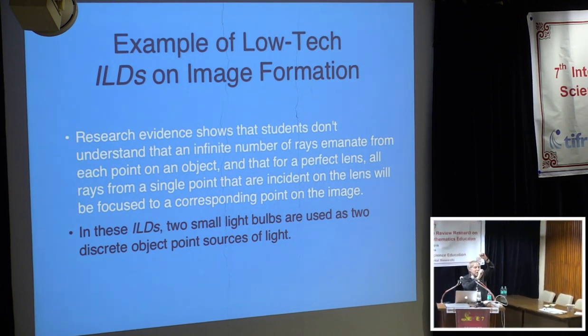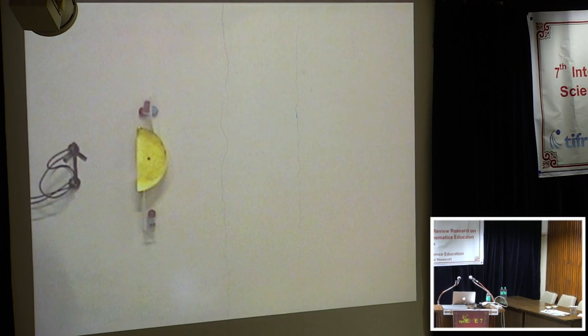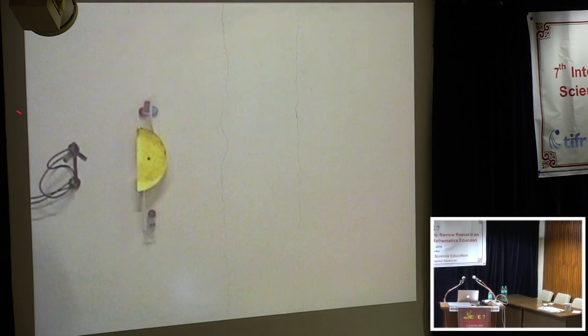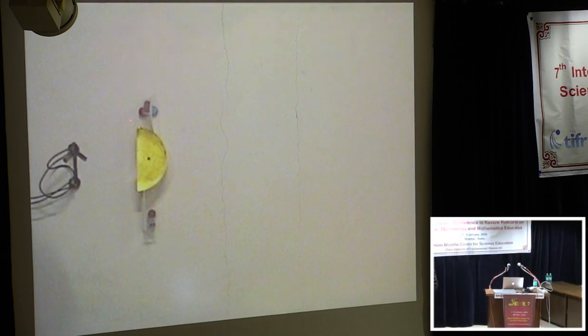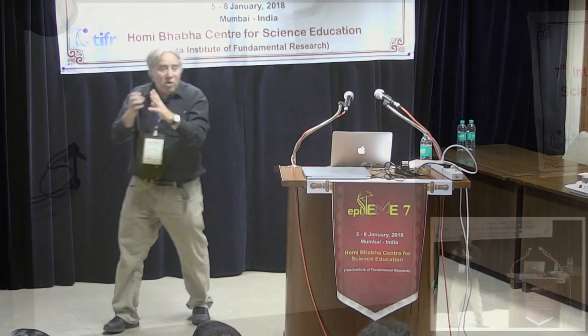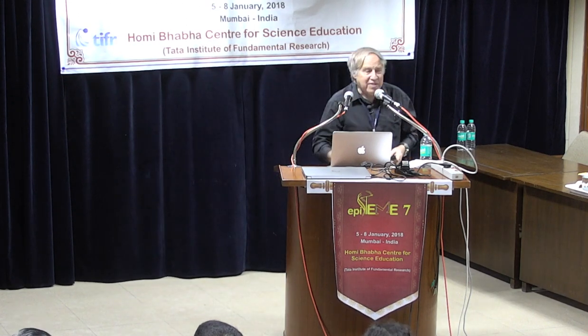We use two small light bulbs. Let me show you what it looks like. There's the famous image, a physicist's image is always an arrow, because it has direction. And there's a light bulb there and a light bulb there. And then this is a cylindrical lens. It's not the normal kind of lens that we use. And this is what it looks like.